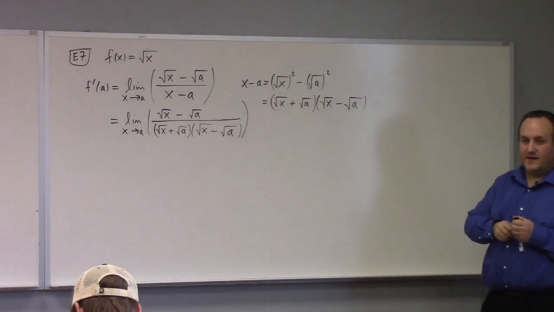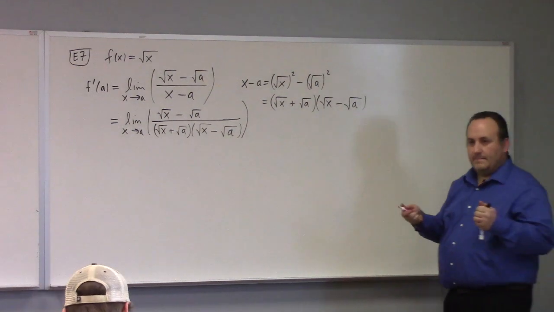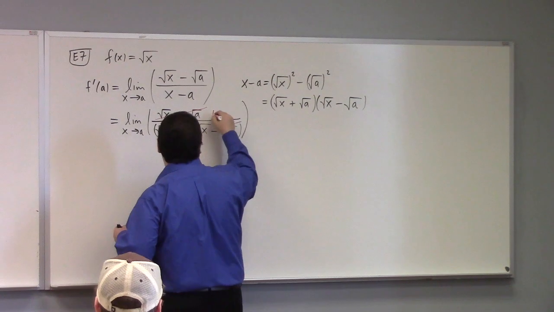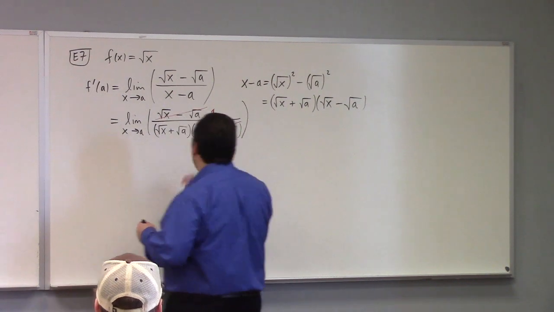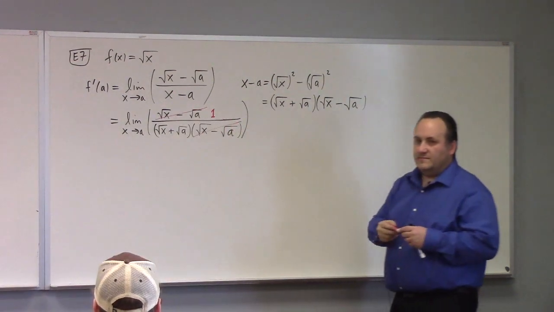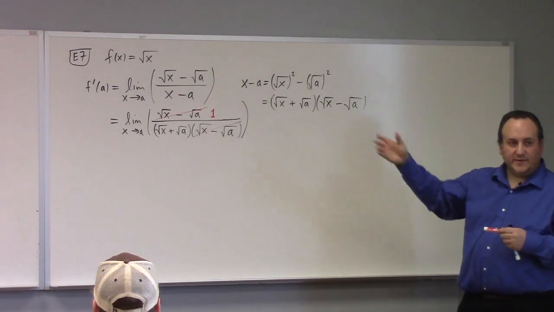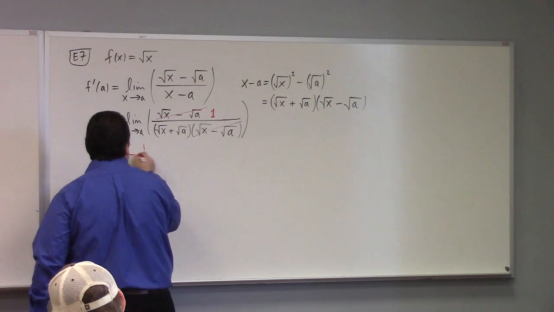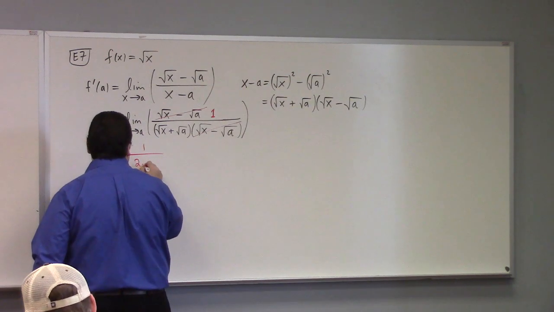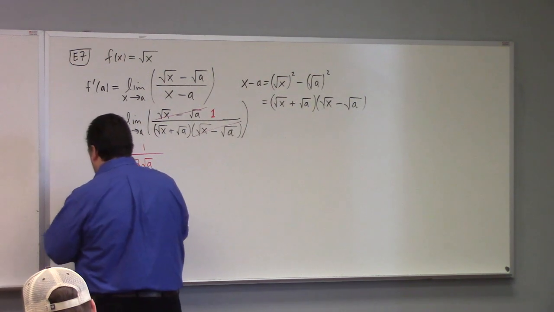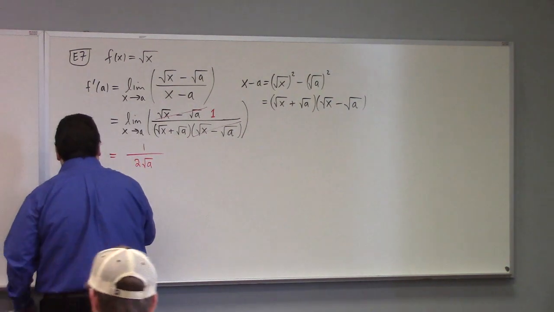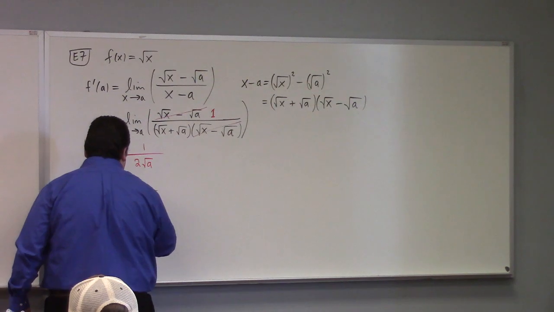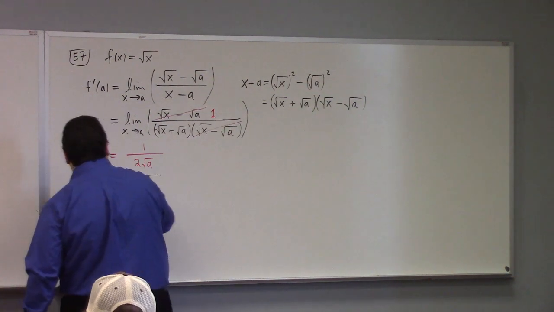So, yeah, what happens? Yep, this cancels that. Leaves us with a 1 up there, at which point we can plug in a. What do we get? 1 over 2 square root of a, right? So, lo and behold, the f prime of x function here is 1 over twice the square root of x.